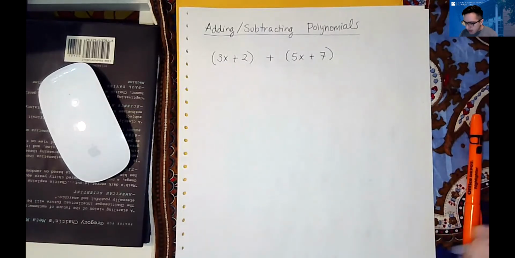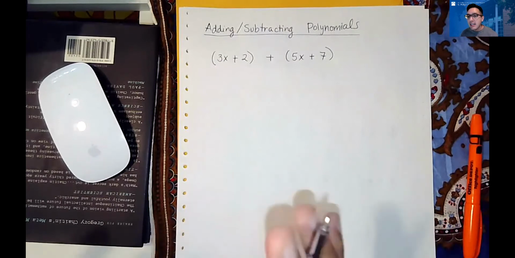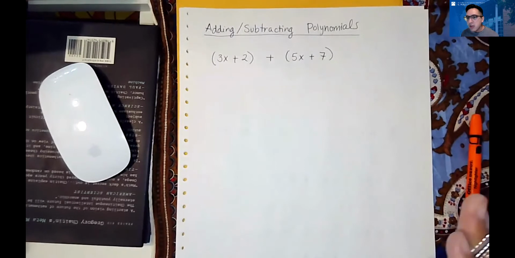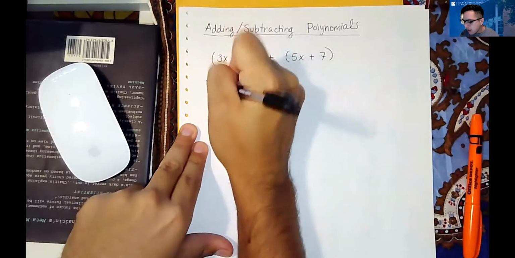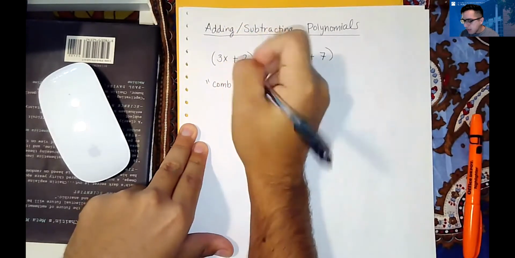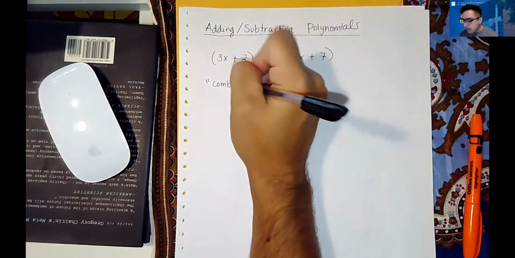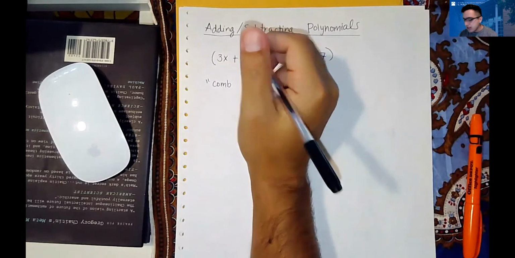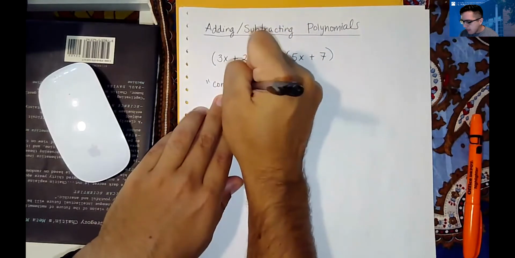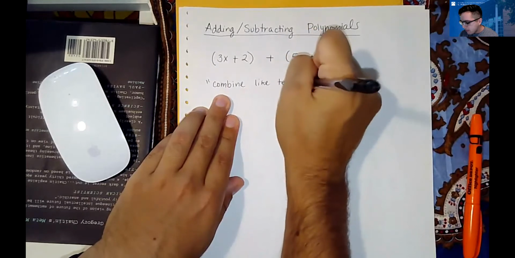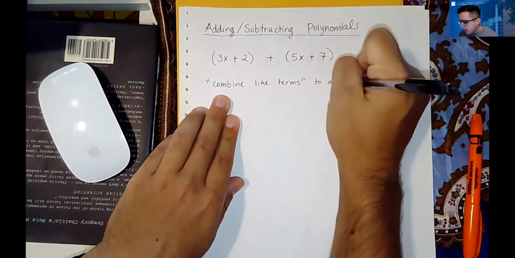So you really need to not let your head get in autopilot. You see parentheses and you think you need to be multiplying. If we're just adding, you are going to combine like terms. That's what we mean when we say combine like terms. If you've heard that phrase before, you're just adding up the common terms. So combine like terms to add polynomials.